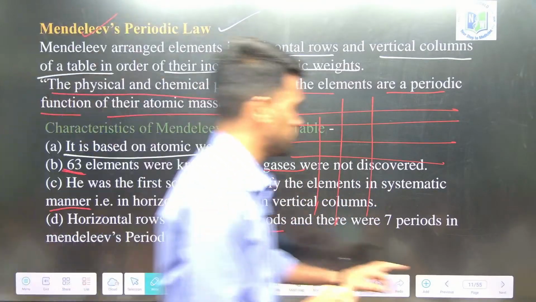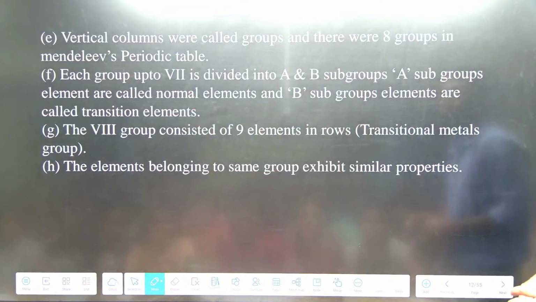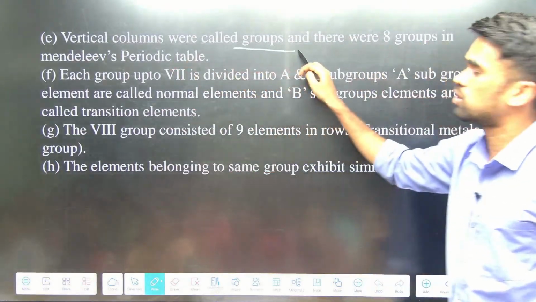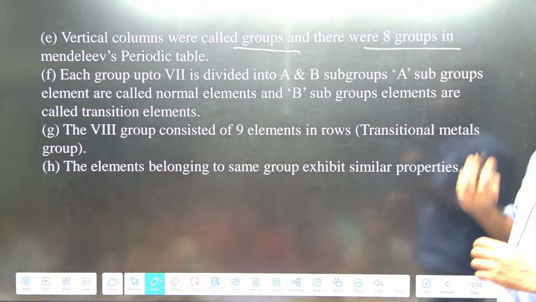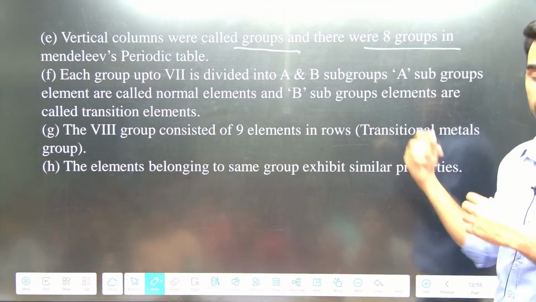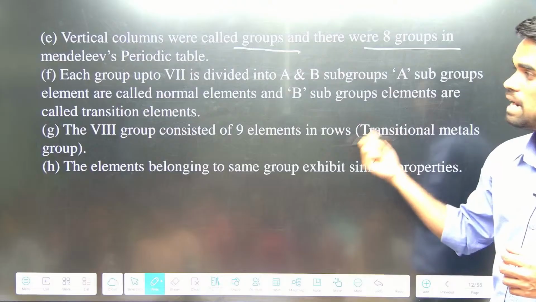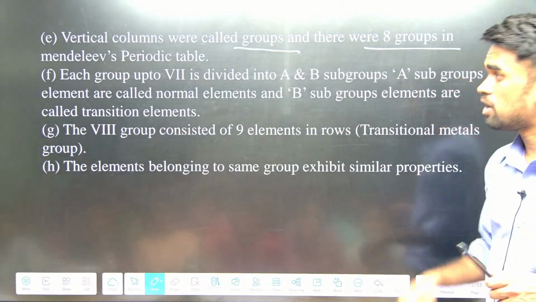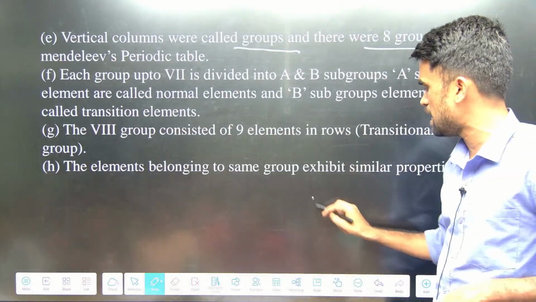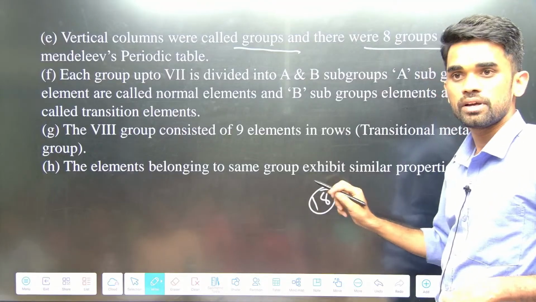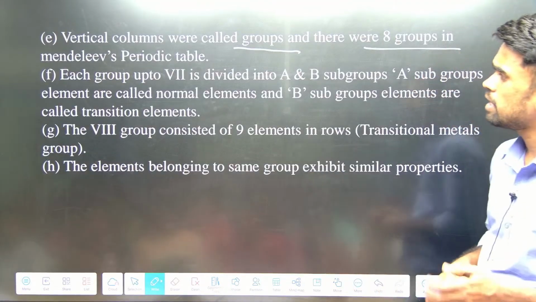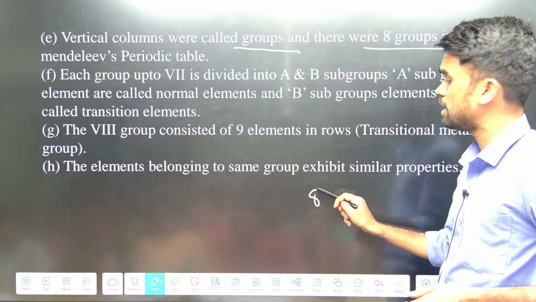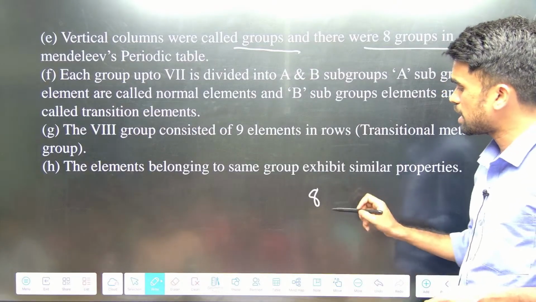Okay, as per him, he told that there are 8 groups. See, vertical columns are called groups. How many are there? 8 groups are there. In which periodic table is it? Mendeleev's periodic table. Now if someone asks you now, you should say 18 groups. Now this 8 is there. How many did he tell? 8 he told. So he classified this.